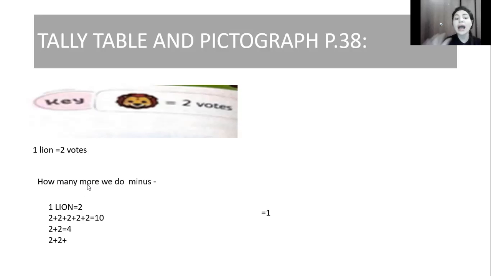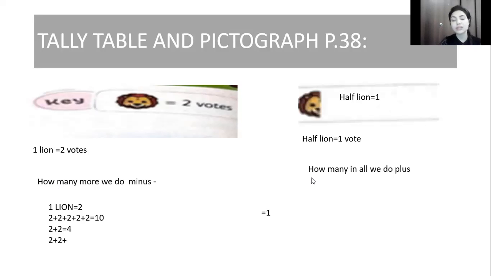When he tells you how many, you do minus. Don't forget. When he tells you in all, you do plus. Half the line, half of the face, is 1 vote. So one line is equal to 2.